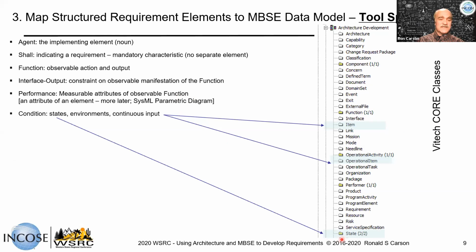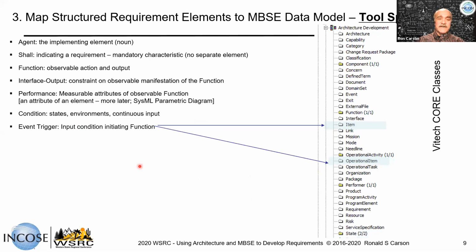So we can use the state class from the state diagram. They may be associated with environments, which doesn't have a separate class, but can be represented as an input, as either an item or operational item, or by a continuous input condition while the system is doing something or receiving something. An event trigger is an input that initiates a function, and it is also represented as an item or an operational item, and that initiates an activity or function respectively.